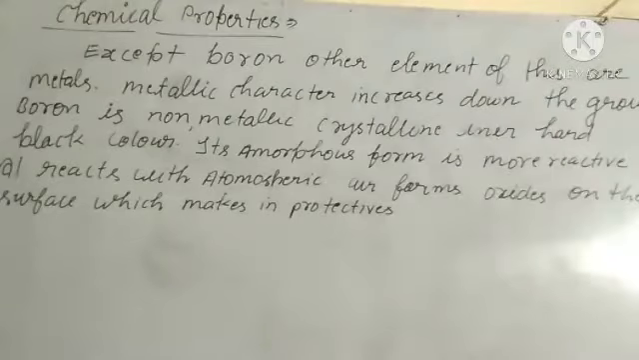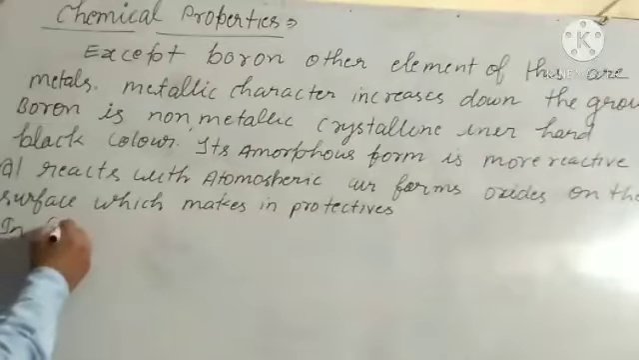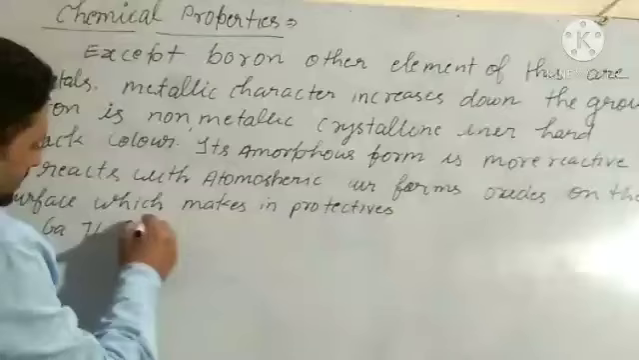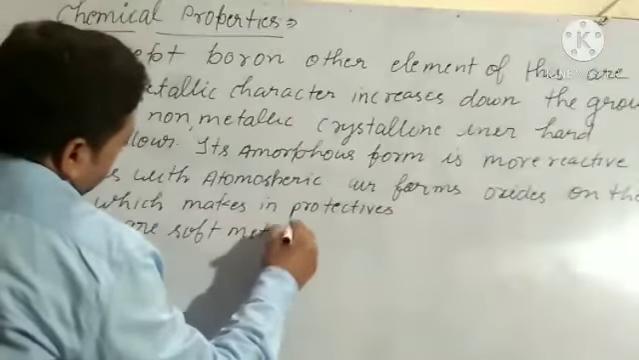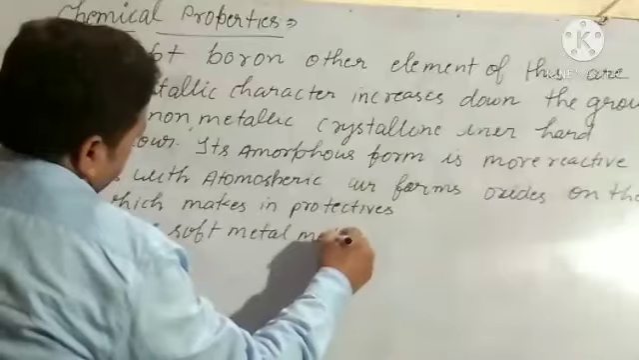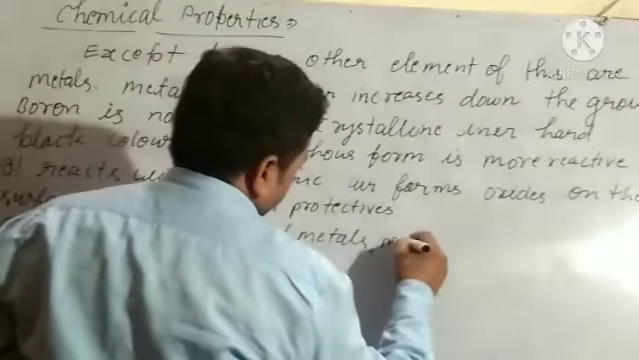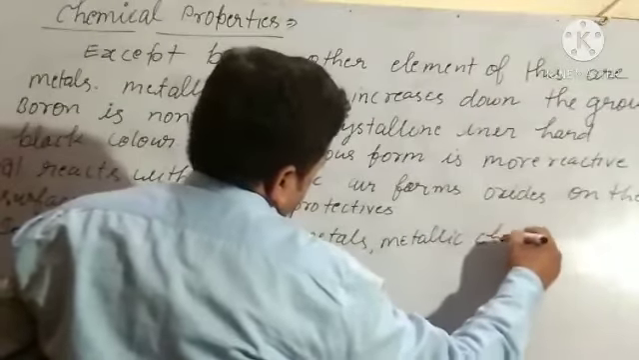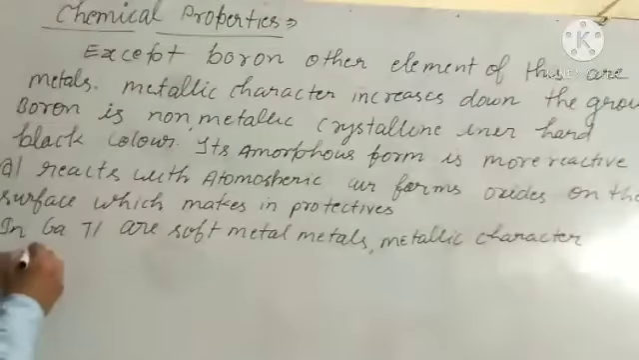Next, we see gallium, indium and thallium are soft metals. Metallic character increases down the group.